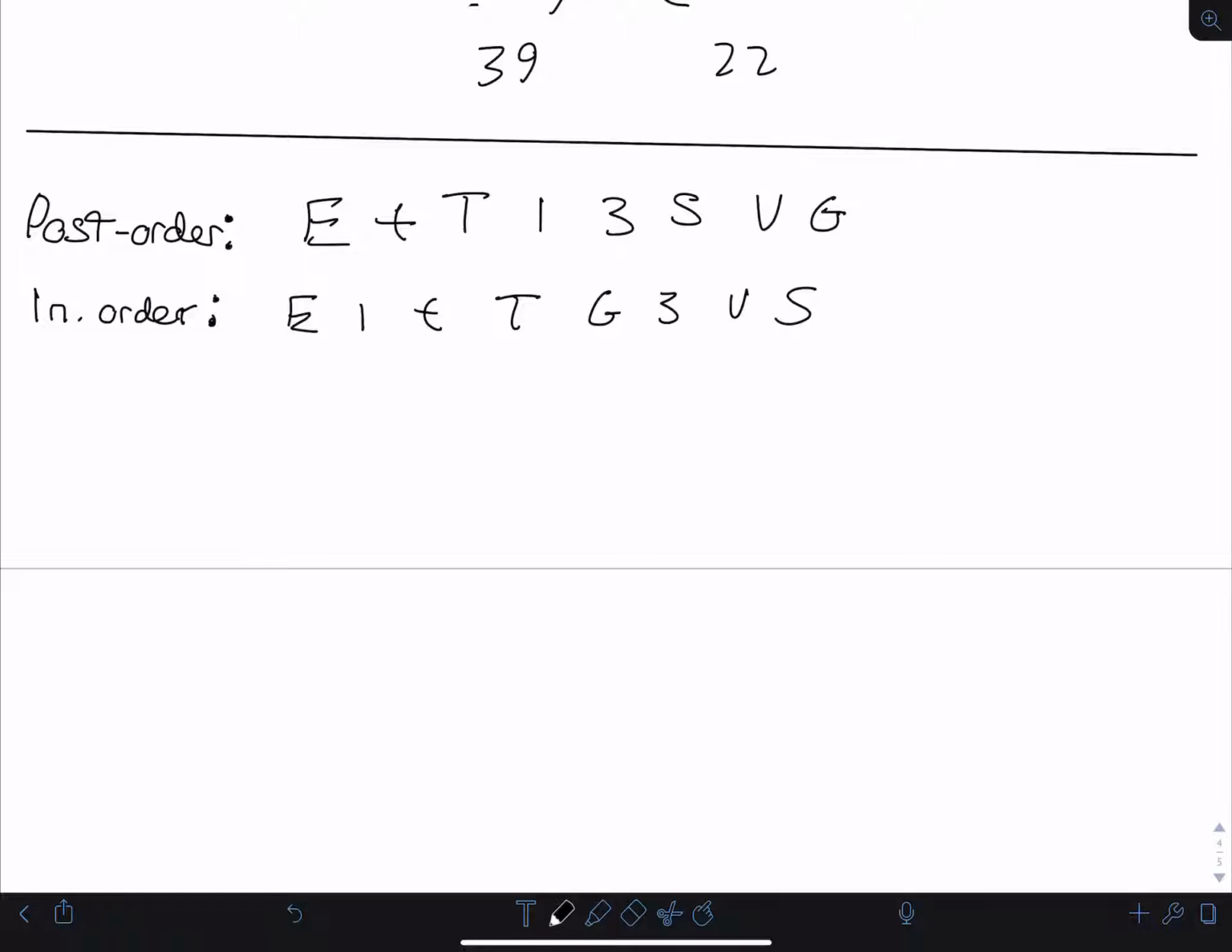Okay. Guess what? It's going to be the exact same algorithm as before with one tiny little catch. Instead of starting from the left and going to the right, you're going to start from the right and go to the left. Why? Because what is the root in the post-order traversal? The last element, which is, in this case, G. So already we can say that we got 3, V and S here, and here we got E, I, T, and T.